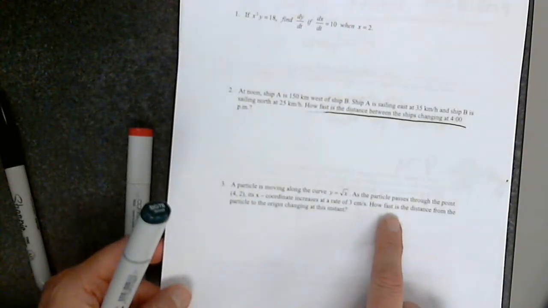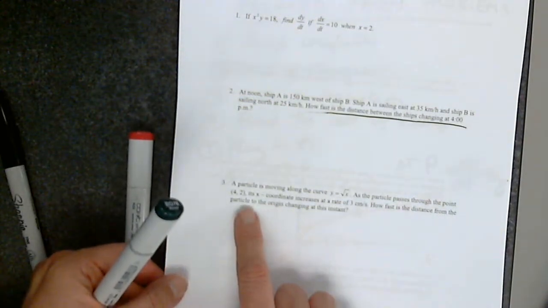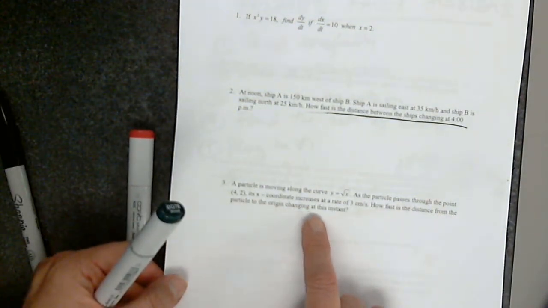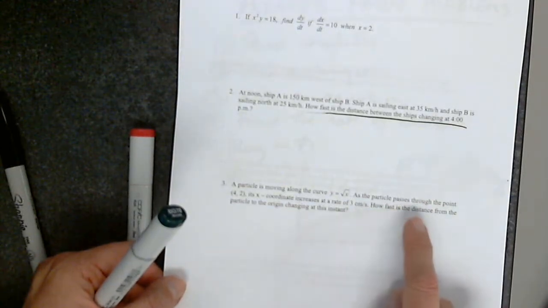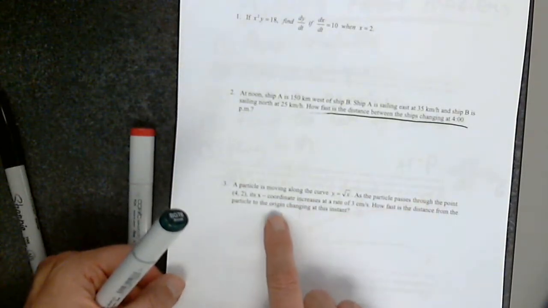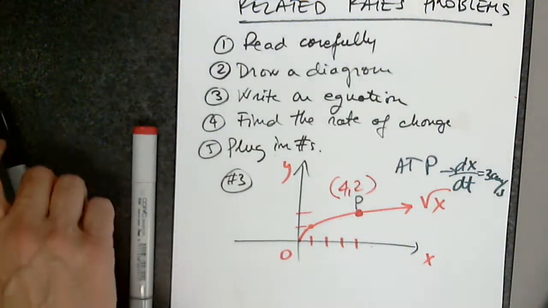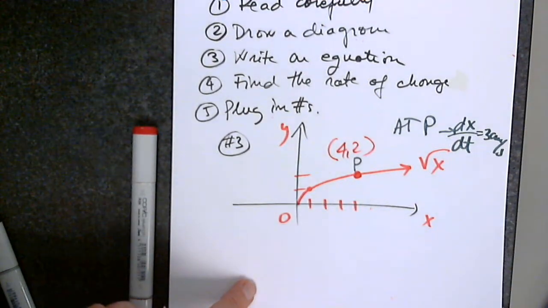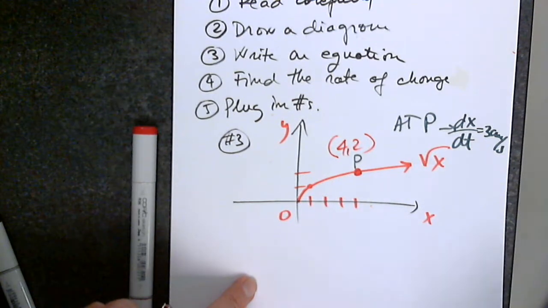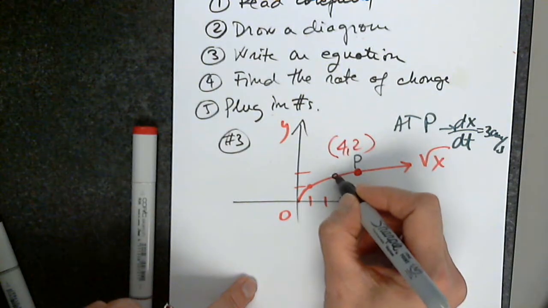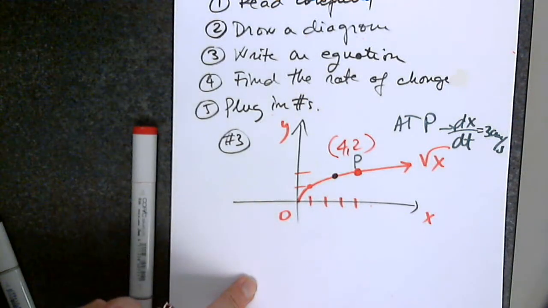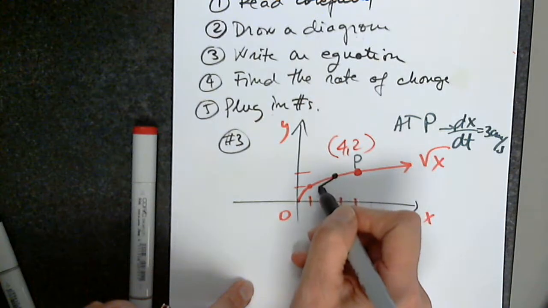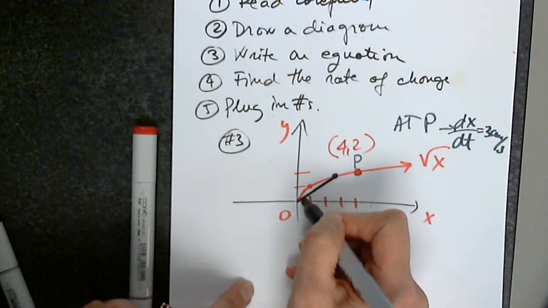How fast is the distance from the particle to the origin changing at this instant? Okay, so I have to disregard 4, 2. I have to say that the particle is somewhere on the curve, and I have to create the segment that connects the particle to the origin.